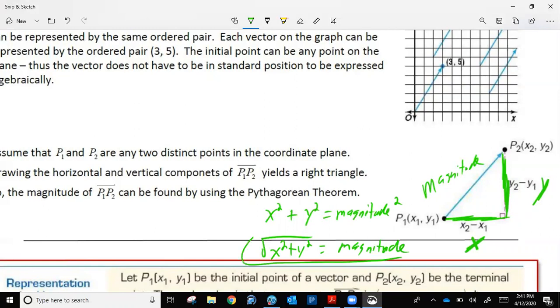So again, this is big to know. Radical x squared plus y squared is the magnitude of a vector. Radical x squared plus y squared is the magnitude of any vector.